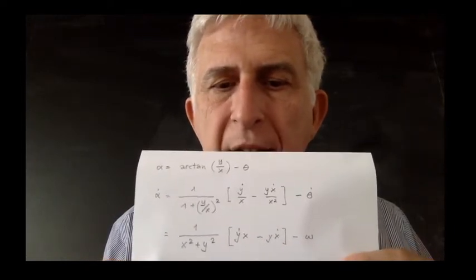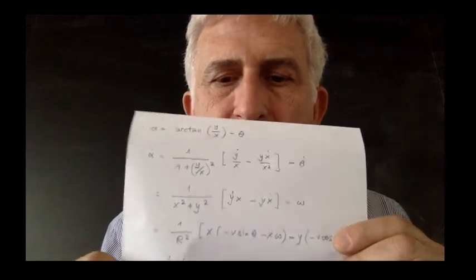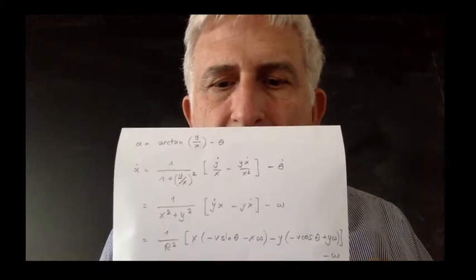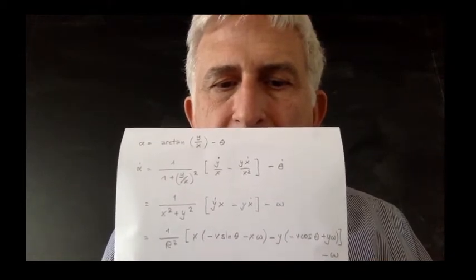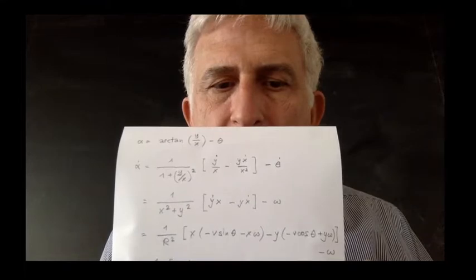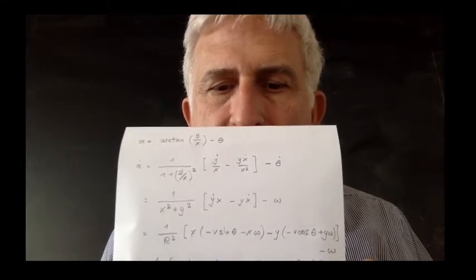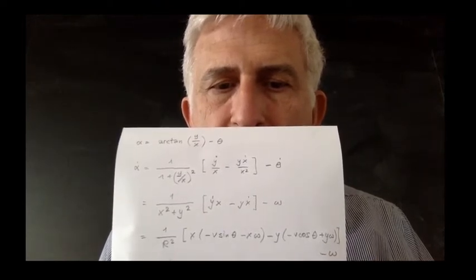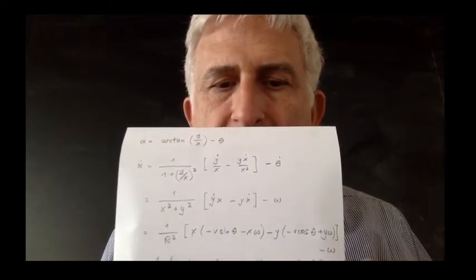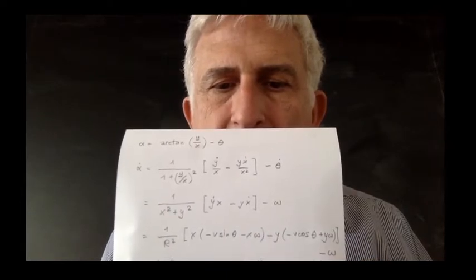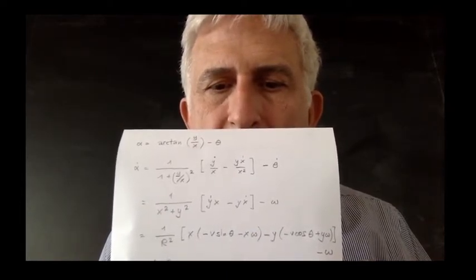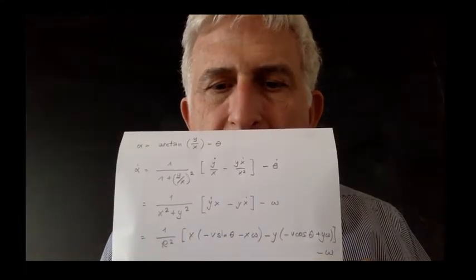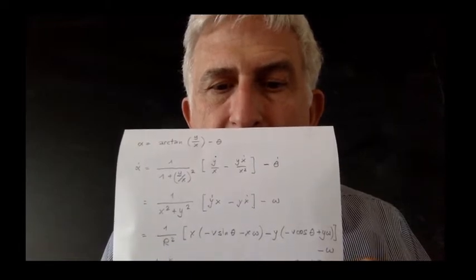And now we replace x dot and y dot, and we obtain the following. Now let me do this one step at a time. So 1 over x squared plus y squared is nothing else than 1 over r squared, the square of the distance to the origin. And then the x multiplies y dot, which is minus v sine of theta minus x omega. And the minus y multiplies the x dot, which is minus v cosine theta plus y omega. And then we have the minus omega left outside.